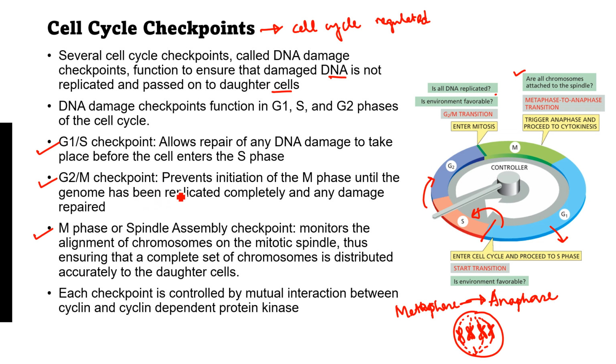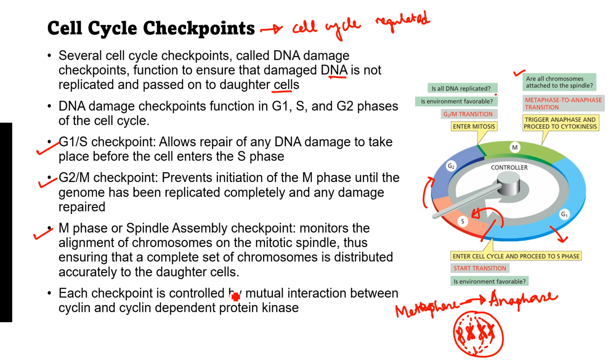Then in the G2M checkpoint, what happens? It prevents initiation of the M phase until the genome has been replicated completely and any damage repaired. So in the G2M phase, what is checked? It is checked whether all the DNA has been replicated, whether there is any DNA damage, and whether that has been repaired or not. Okay. Then in the spindle assembly checkpoint, what is checked? Whether the chromosomes have been aligned and are associated with the mitotic spindle, and this will ensure that the complete set of chromosomes is distributed accurately to the daughter cells.